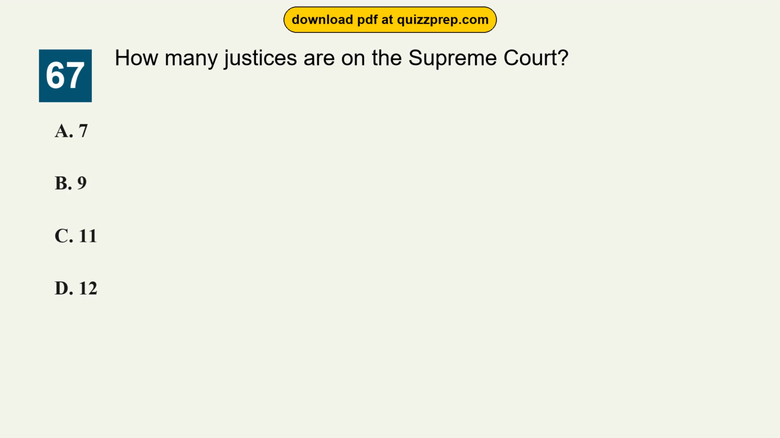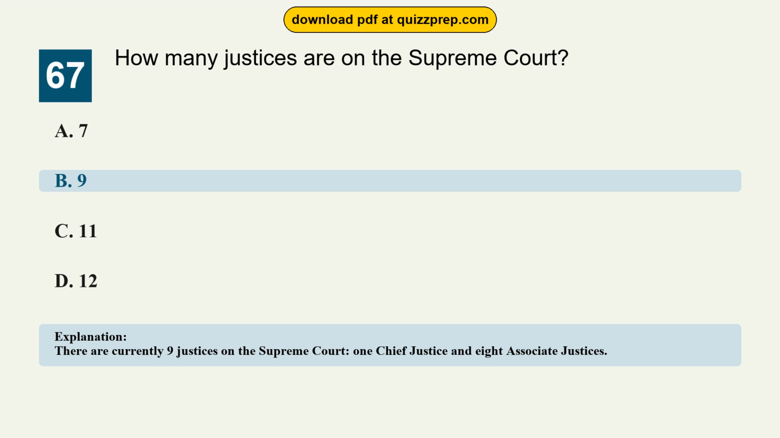Question 67. How many justices are on the Supreme Court? Option A, 7. Option B, 9. Option C, 11. Option D, 12. The correct answer is option B, 9. There are currently 9 justices on the Supreme Court, 1 Chief Justice and 8 Associate Justices.